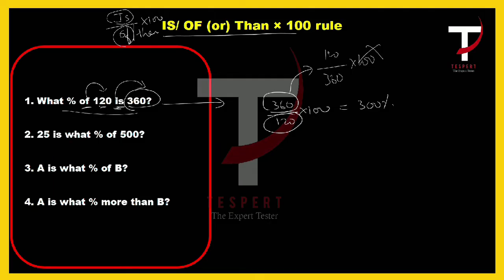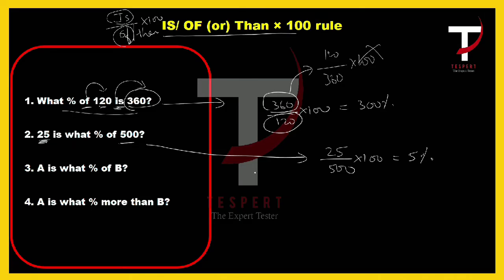Okay, so second example: 25 is what percent of 500? So here 500 follows "of", so it will be in the denominator. 25 is beside "is", so 25 will be in the numerator. Fine. So into 100, as we are asked to calculate the percentage, so the value is 5%.